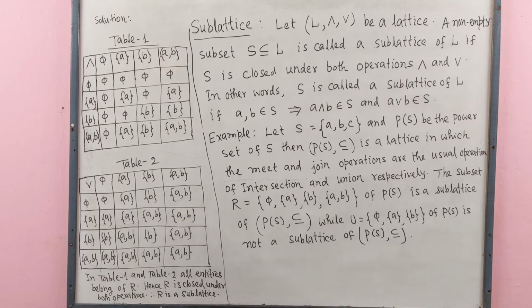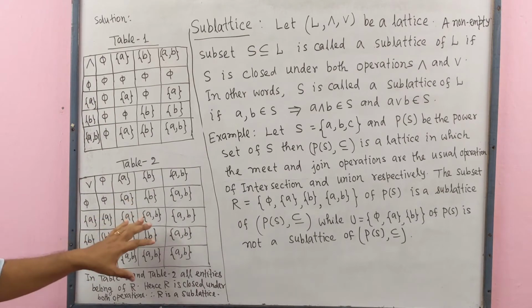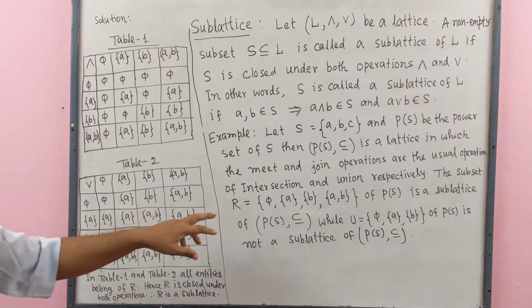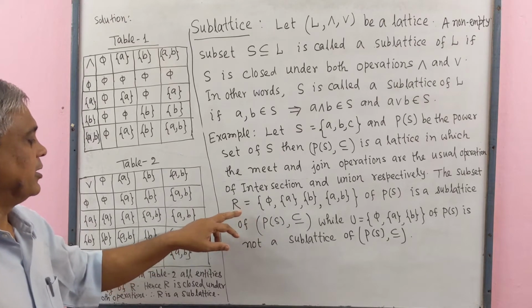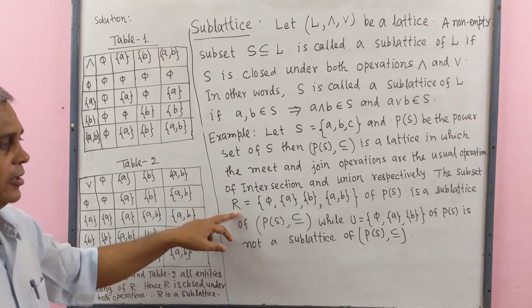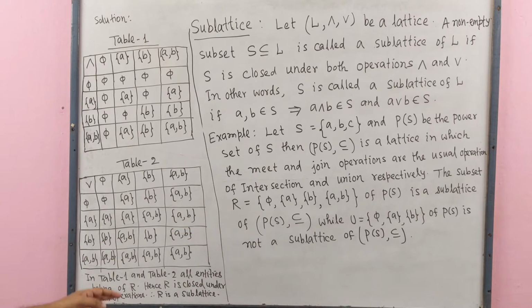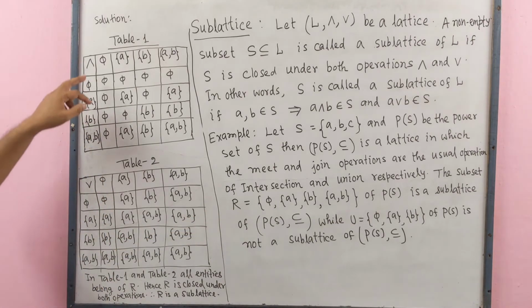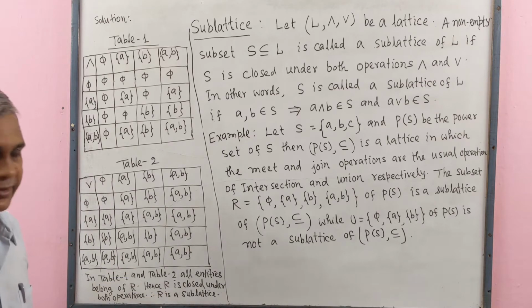So from table 1 and table 2, we see that each element of table 1 and each element of table 2 is an element of the set R. That is, R is closed under both operations, meet and join. Therefore, R is a sublattice.